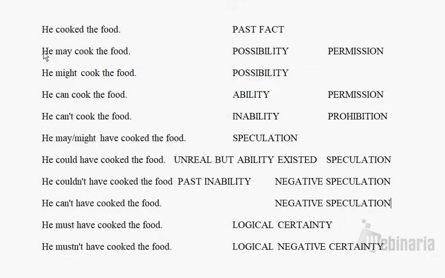We can say he may cook the food. This talks about possibility. He may cook the food, he may not cook the food. I'm not certain what he's going to do, but it's one of the possible things that he may do. He might cook the food, a possibility as well. Notice may is more probable than might. He may cook it, he just might cook it. I don't know.